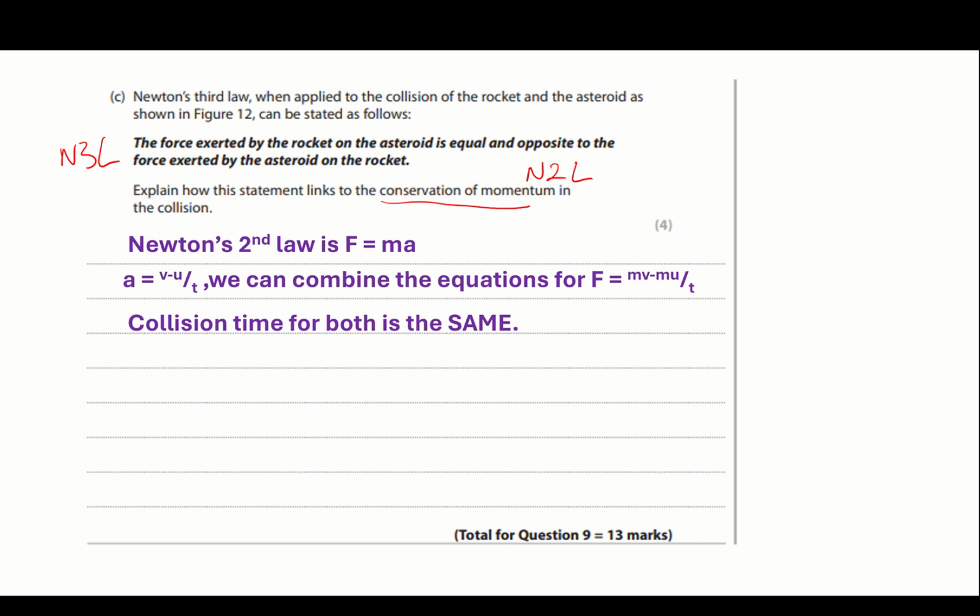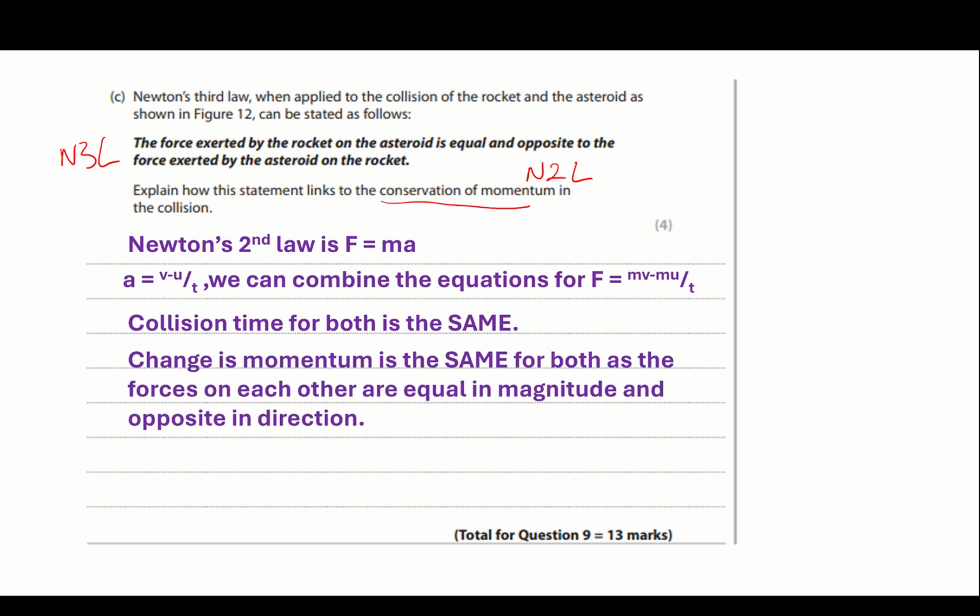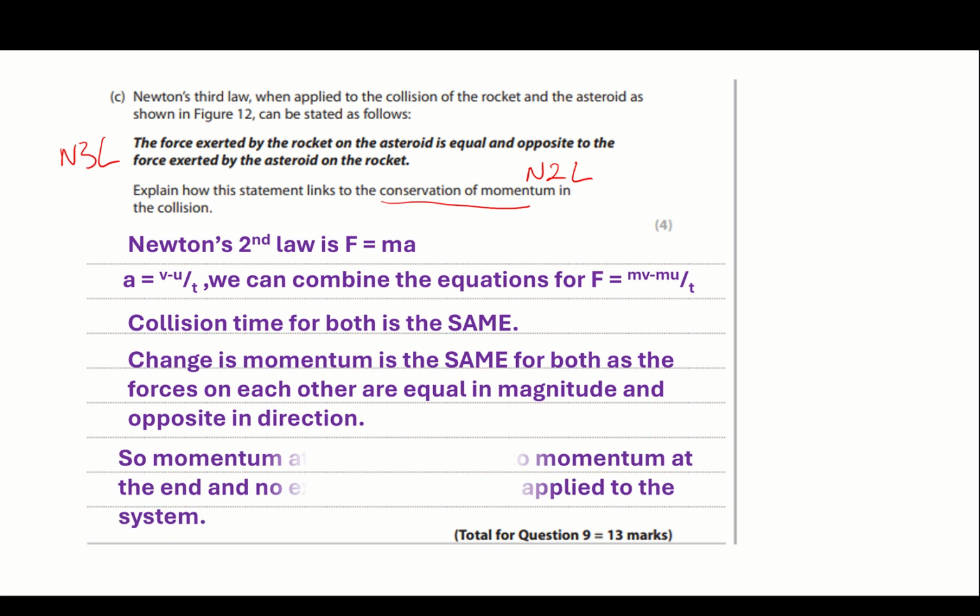So the next part now then is, what do we know? Well, the collision time for both will be the same. We've got that from this equal and opposite forces exerted by the asteroid on the rocket. And therefore they're both going to share the same collision time. They must do. Therefore the change in momentum is the same for both, as the forces on each other are equal in size and opposite in direction. And that's now linked straight back to Newton's third law, which is what they've got there. So we know that they're the same. And that's all we're stating. We're writing that bit in black by saying, and they are the same on each other. So momentum at the start is equal to the momentum at the end, and no external forces were applied to the system. That's for 4 marks. So tricky 4 marks, that.